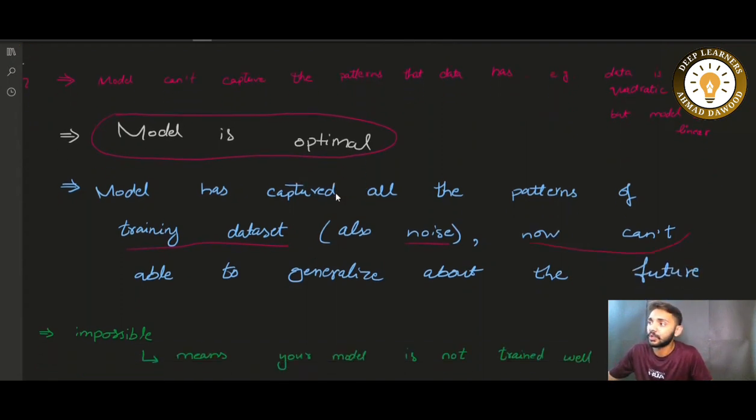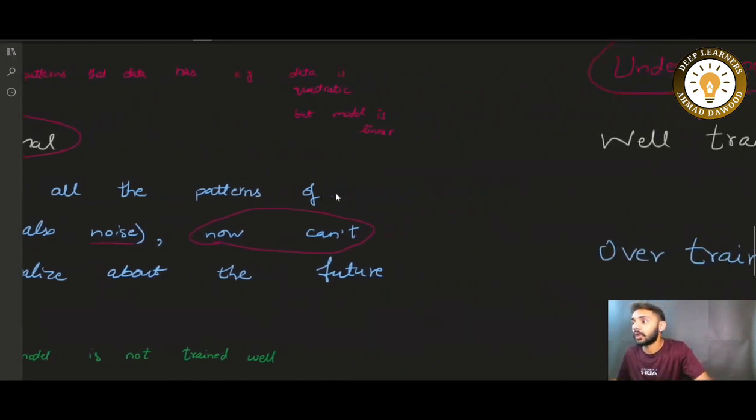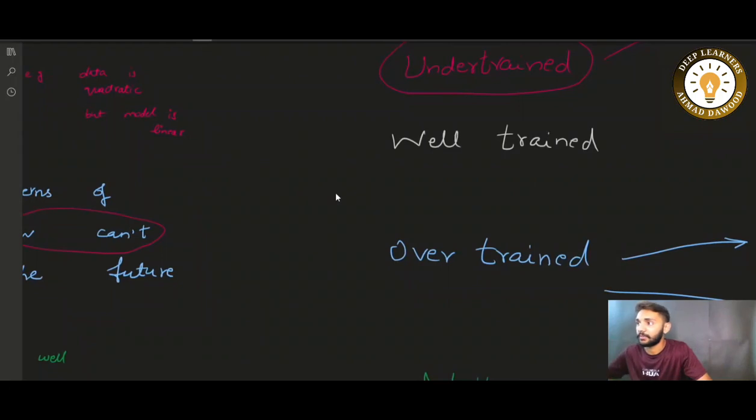It has captured the patterns very perfectly during its training. That's why it is giving you a low error on the training data points, but it is not able to generalize about the future or test data points that it has not seen during its training. So that type of scenario we usually call overfitting or overtraining.